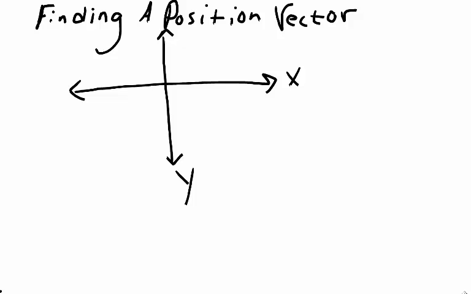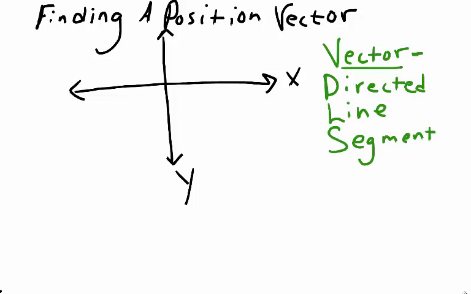A vector is a directed line segment. We represent a vector as a line with an arrow. This arrow represents the direction of the vector as well as its terminal point, meaning its ending point.